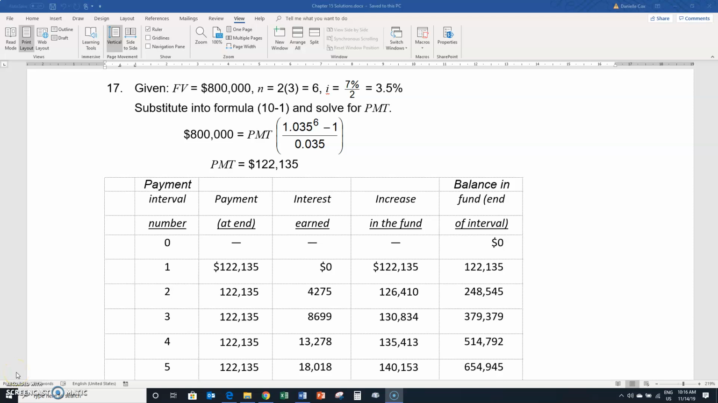Okay, another question in exercise 15.5. We're going to look at number 17. Here we have to complete a sinking fund schedule. So we're in 17, we're given some information.